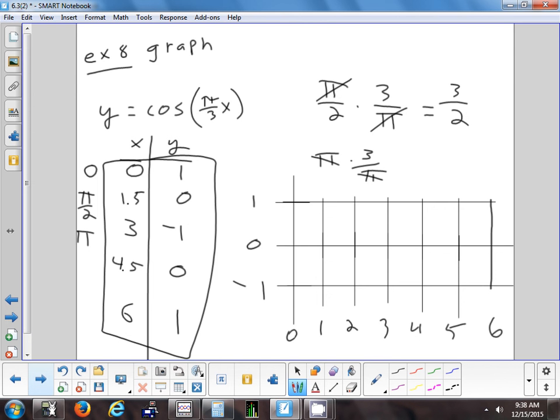Right, and graph our points. So we're at 1, okay, 1.5, we're at 0, -1, 4.5, back to 0, back to 1. Okay, questions on that?